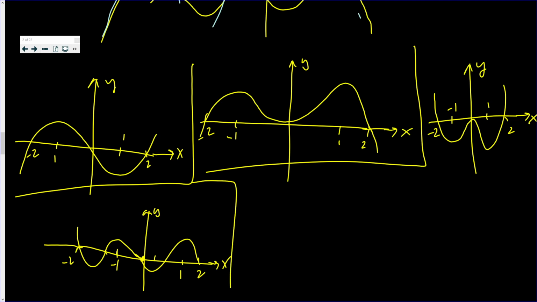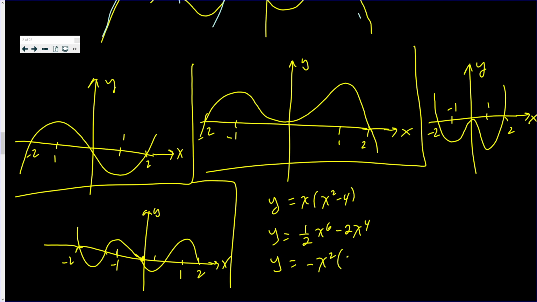And the 4 equations are y is equal to x times x squared minus 4. Y is 1/2 x to the 6th minus 2x to the 4th. Y is -x squared times x squared minus 4. And y is -x to the 5th plus 5x cubed minus 4x.